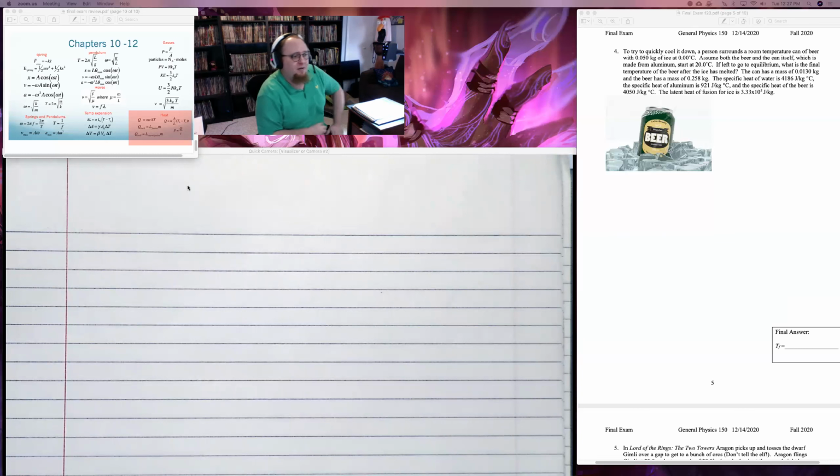To try to cool it down, a person surrounds a room temperature can of beer with 0.5 kilograms of ice at 0 degrees Celsius. Okay, we're going to include ice. Assume the beer in the can itself, which is made from aluminum, starts at 20 degrees. If left to go to equilibrium, okay, let's just start writing down some things.